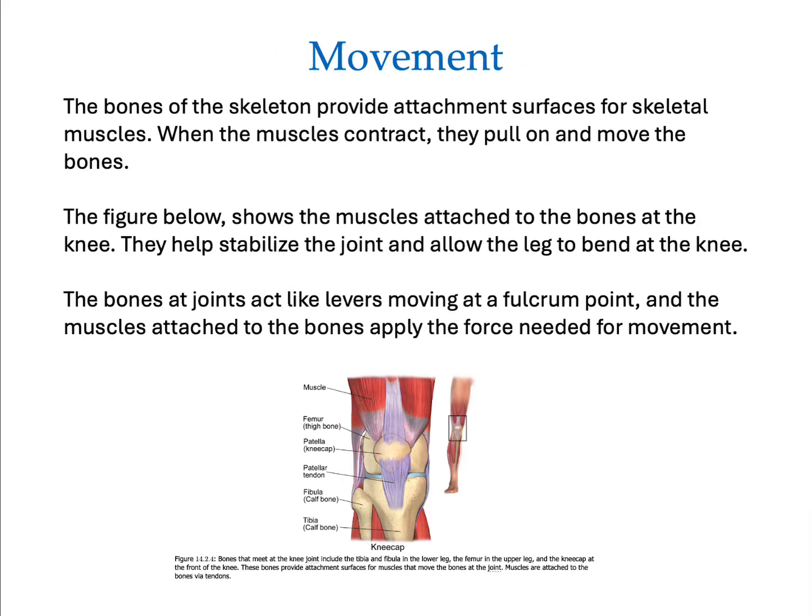Movement. The bones of the skeleton provide attachment surfaces for skeletal muscles. When the muscles contract, they pull on and move the bones. The figures below show the muscles attached to the bones at the knee. They help stabilize the joint and allow the leg to bend at the knee. The bones at joints act like levers, moving at a fulcrum point, and the muscles attached to the bones apply the force needed for movement.